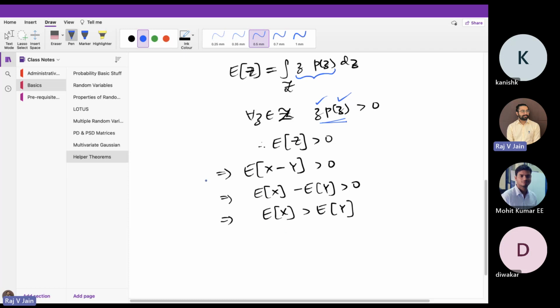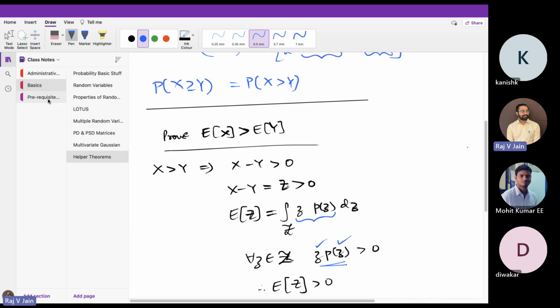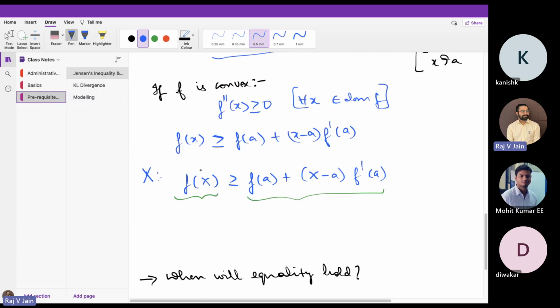And this is again some trivial algebra. Here what we have used is the idea that if I have a sum of random variables, their expectation is nothing but a sum of their expectations, right?